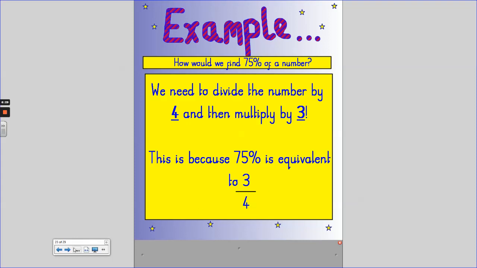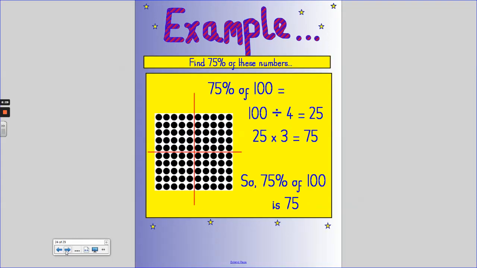So to do this then, here is our method again, showing the little black dots. So 75% of 100, this is how we work it out. So we take 100 and we divide it by 4, which gives us 25. Because we know 1/4 is 25 of these dots, don't we? But we don't just want 1 this time. We want to find out 3 of them. So then we have to times by 3. So we take the 25 and we times by 3, which gives us 75. So we know that 75% of 100 is 75.